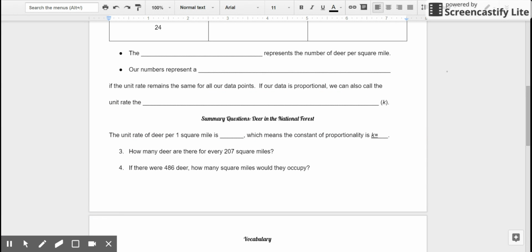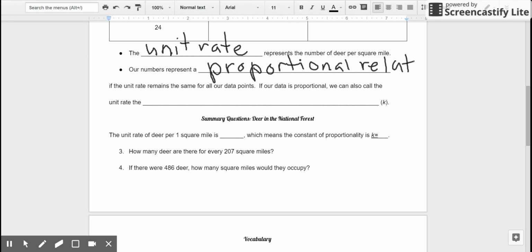All right, once you're done filling in the table, please fill in the blanks below. So the unit rate, which should be something you remember from last year, represents the number of deer per square mile. Our numbers represent a proportional relationship if the unit rate remains the same for all our data points.